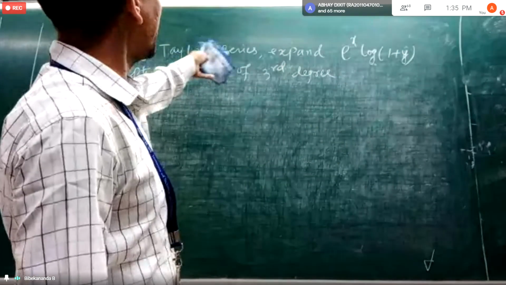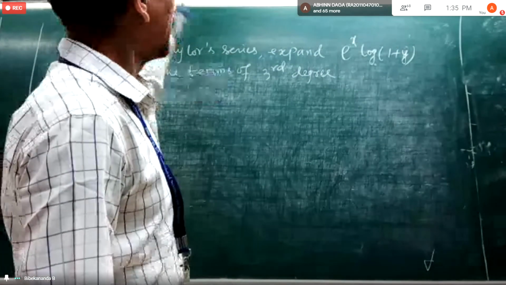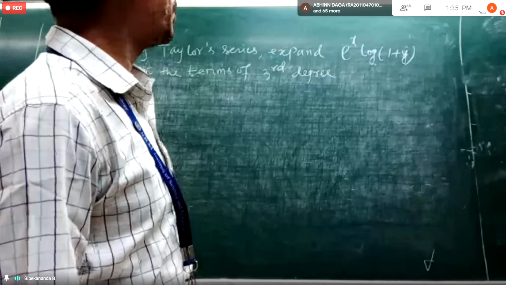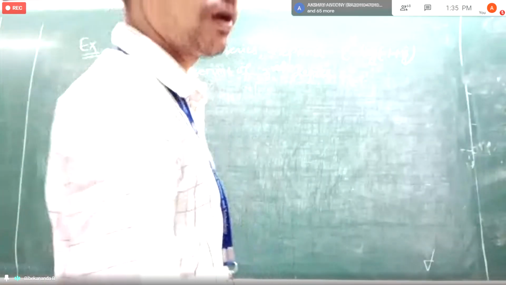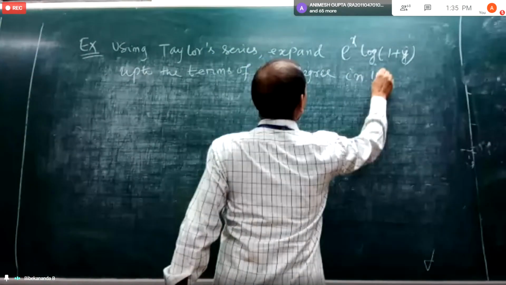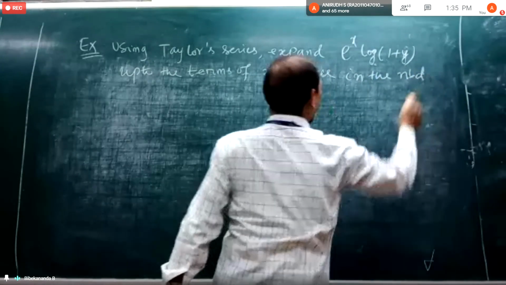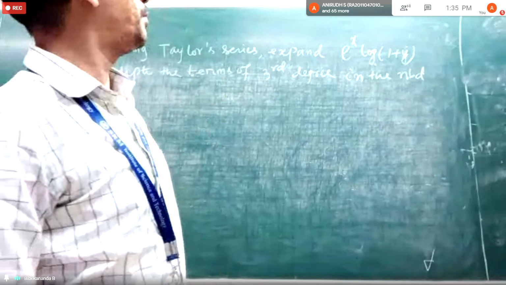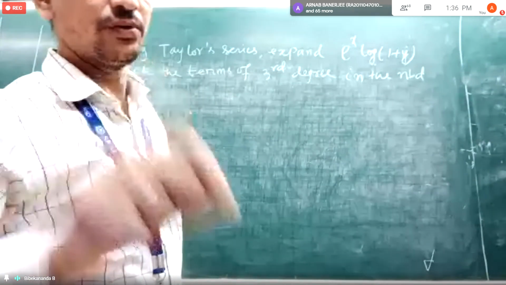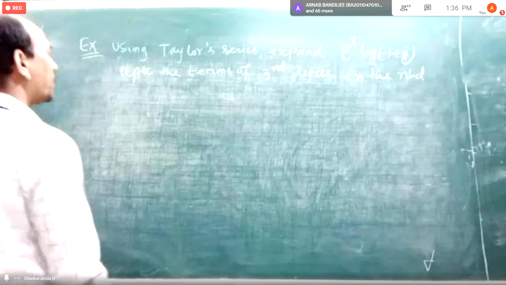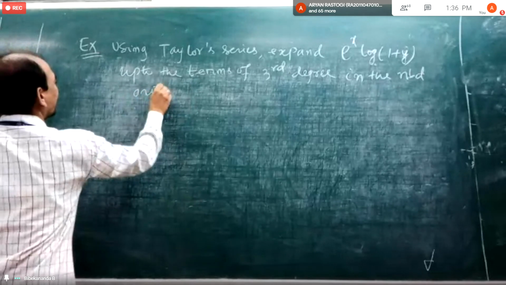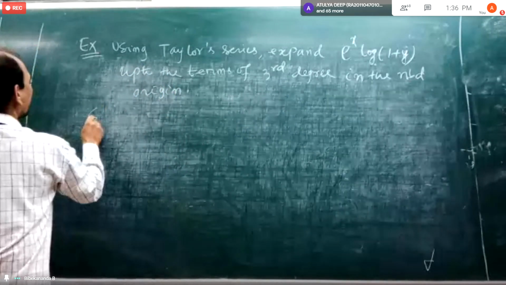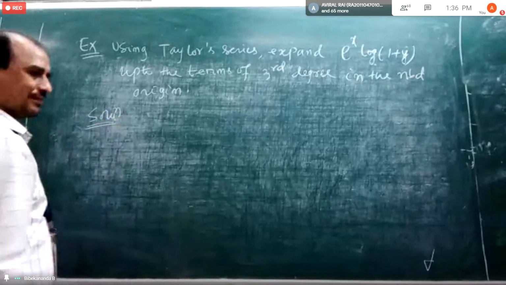So using Taylor series, expand e to the power x log 1 plus y up to the terms of third degree in the neighborhood of origin. Neighborhood of origin. Okay. So this is the question.